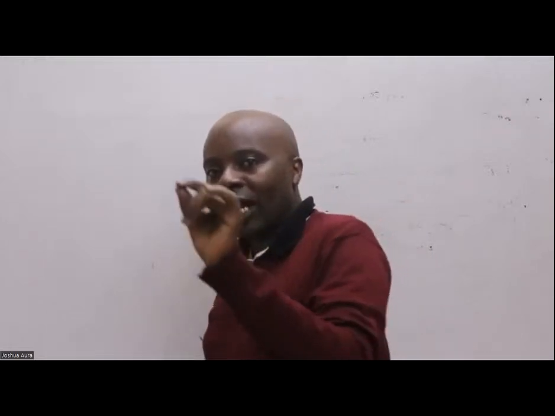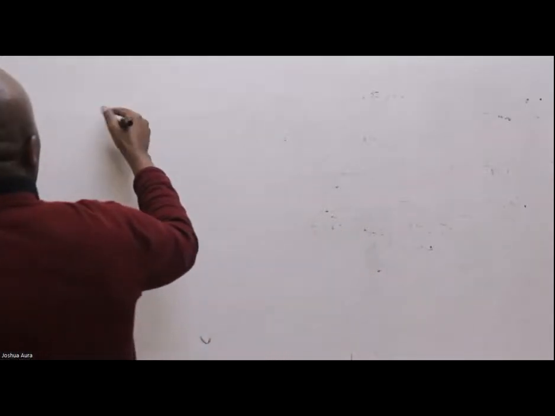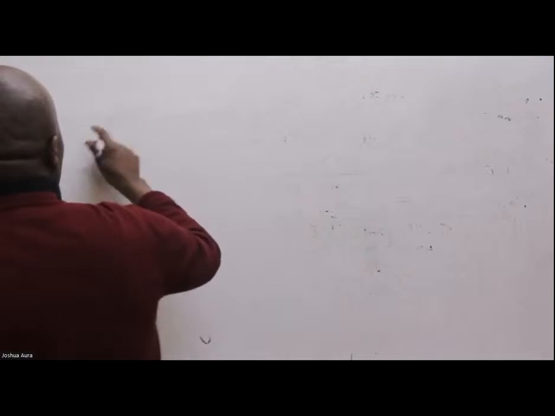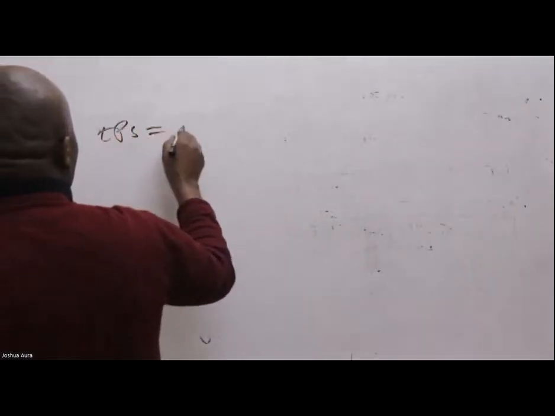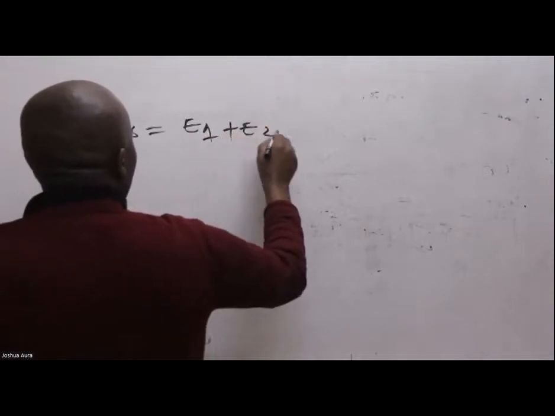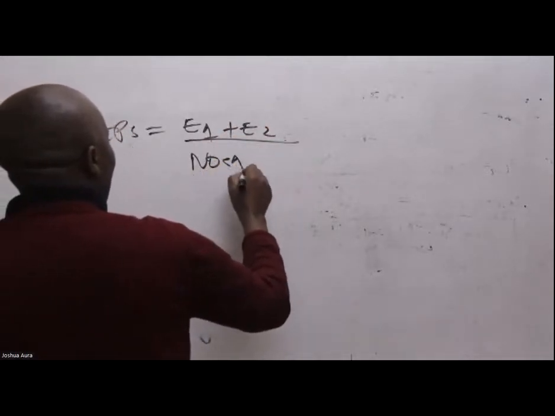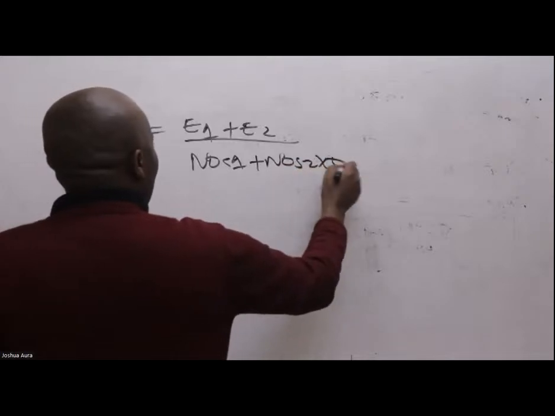EJ stands for earnings of company 1, earnings of company 2. J is a number. So the total earnings for company one, total earnings for company two. You can call it E1 for earnings for company one. You see, like where we have here EPS equals earnings company one plus earnings company two, all over N1 plus N2 times the exchange ratio.